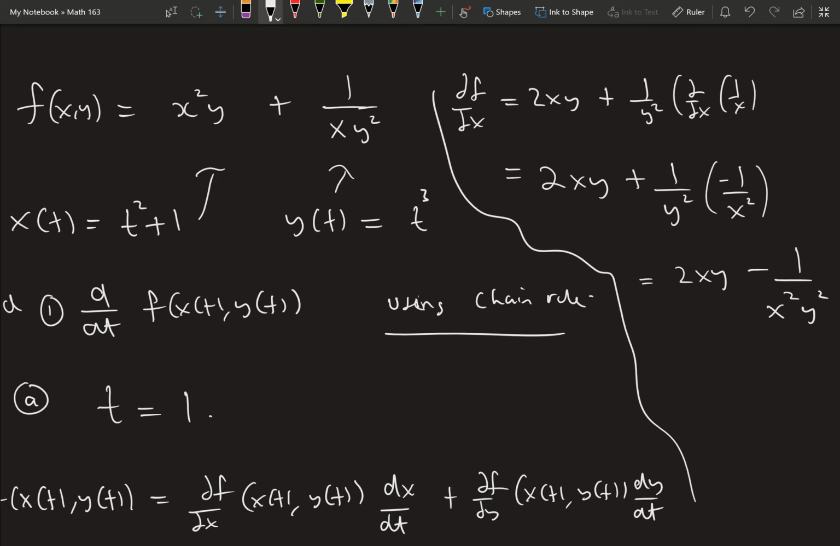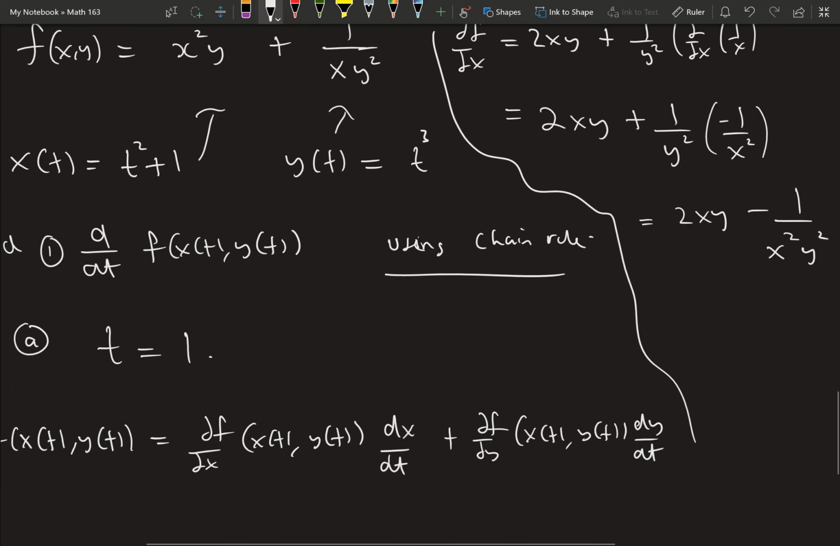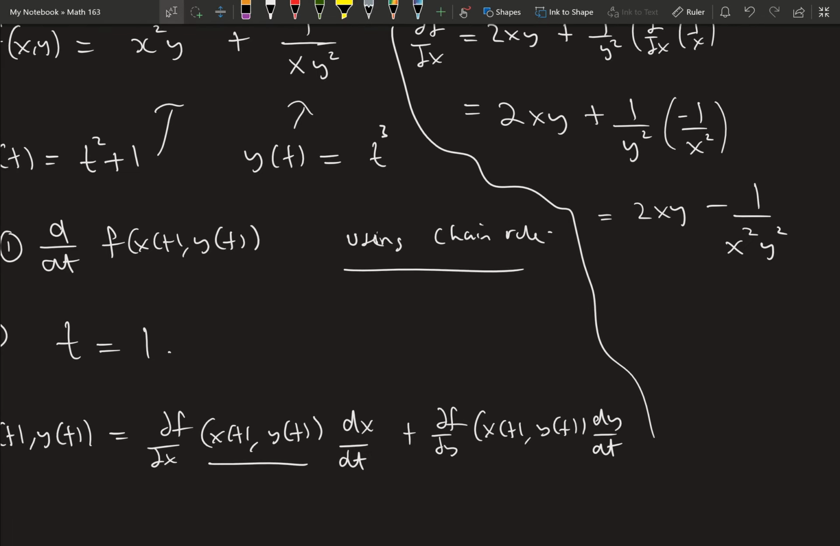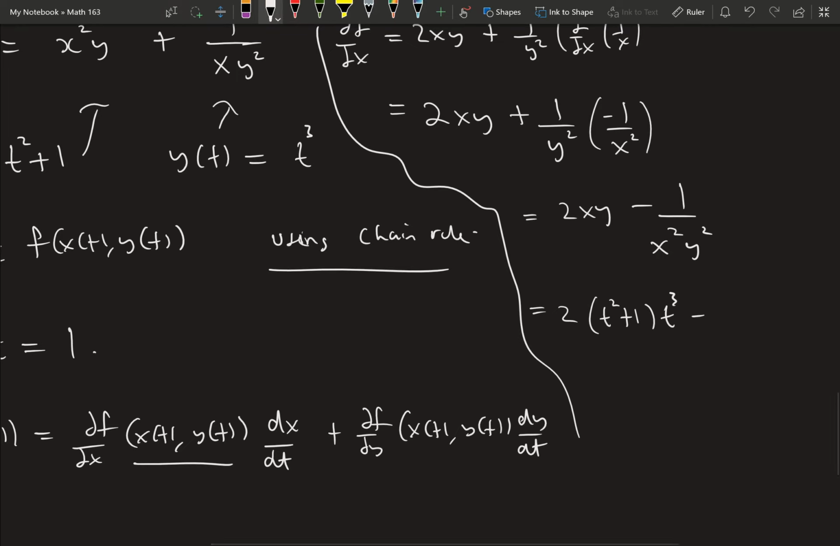And now we want to plug in x of t and y of t. So this is equal to, and I'm not going to simplify completely because we're going to essentially plug in t equals 1 in a little bit. So we get 2t cubed times t squared plus 1, minus 1 over t squared plus 1 squared, and then t cubed squared is t to the 6th. Let me just write that as t to the 6th.